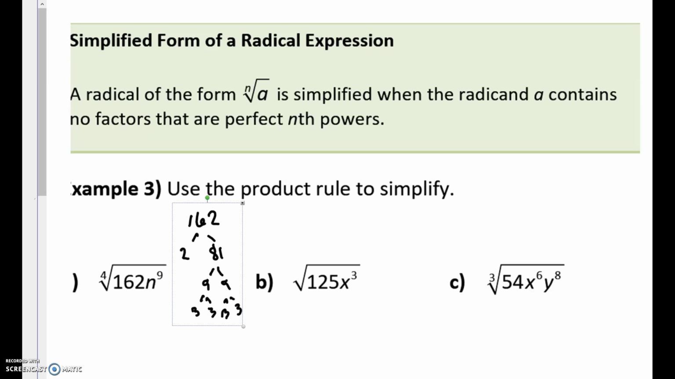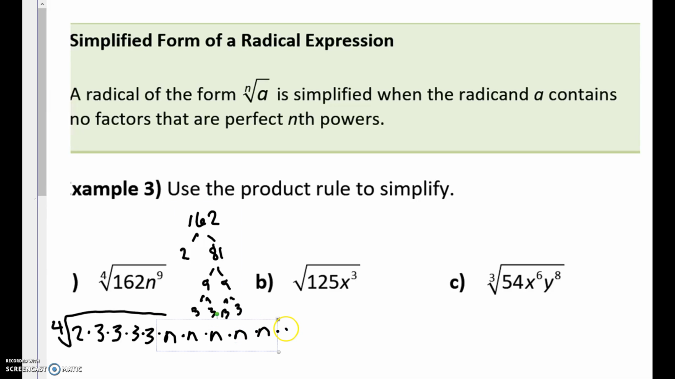I got 2 times 3 times 3 times 3 times 3. So when I look at my fourth root, I'm going to write those out as factors. 2 times 3 times 3 times 3 times 3. I've got 9 n's. This is kind of painful. 1, 2, 3, 4, 5, 6, 7, 8, 9. That better be 9. Yep, 9 n's.